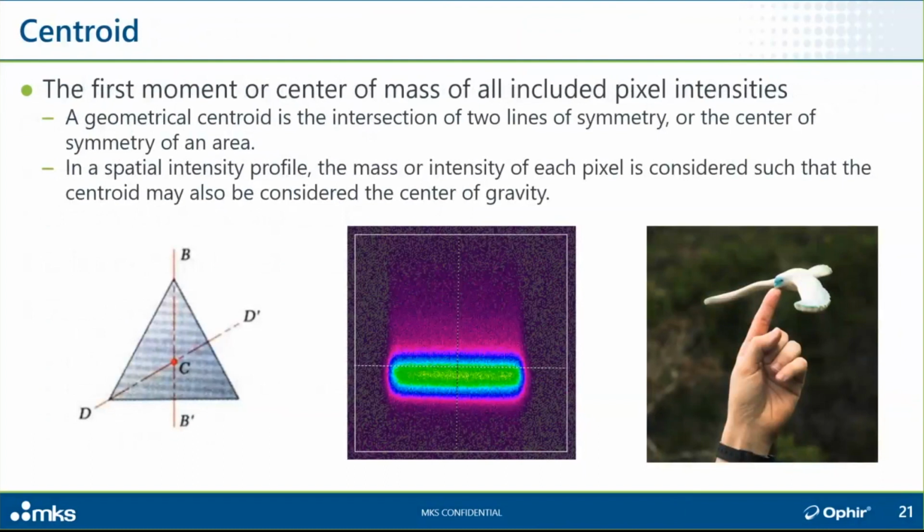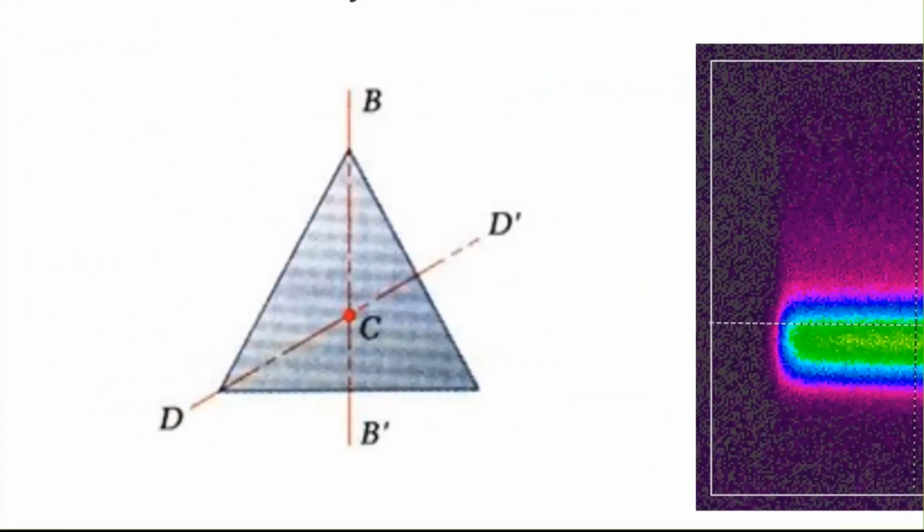The centroid is the first moment or center of mass of all included pixel intensities. When we're talking about a geometrical centroid, it's simply the intersection of two lines of symmetry in an area, or the center of symmetry of an area. So in this case of a triangle, you see that the two lines of symmetry intersect, and your centroid is found here, there at point C.